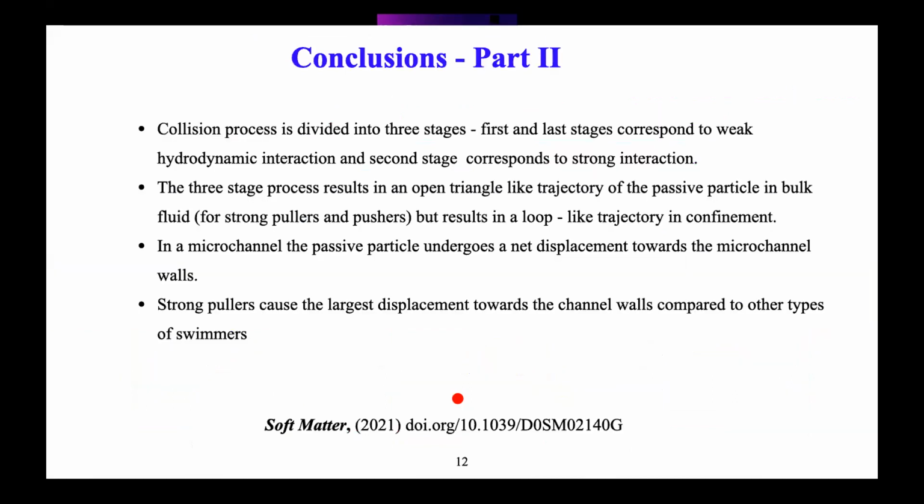So to conclude, the collision process is divided into 3 stages. The first and last stages correspond to weak hydrodynamic interaction, and the second one corresponds to strong interaction. And this 3-stage process results in an open triangle trajectory for the passive particle in bulk and a loop-like trajectory in confinement. In a microchannel, the passive particle undergoes a net displacement towards the microchannel walls, and strong pullers cause the largest displacement towards the channel walls compared to other types of swimmers. So, yeah, that's it. Thank you.